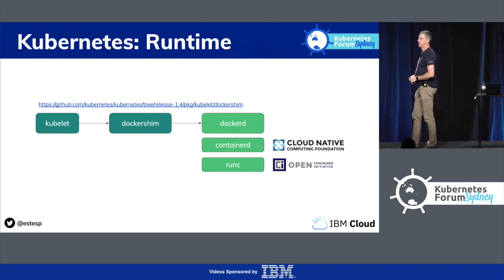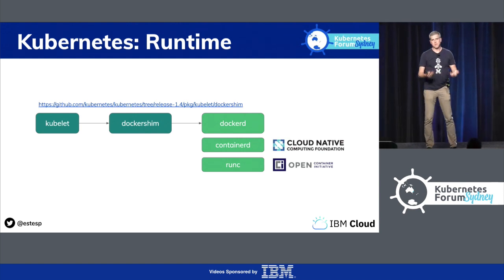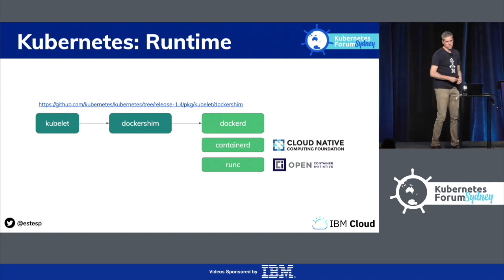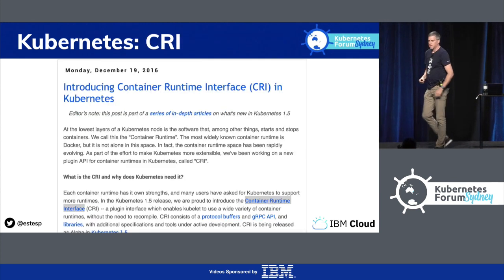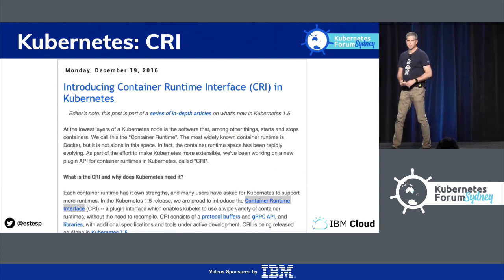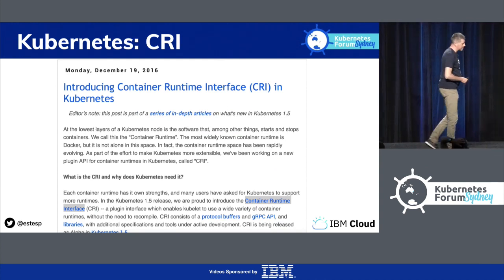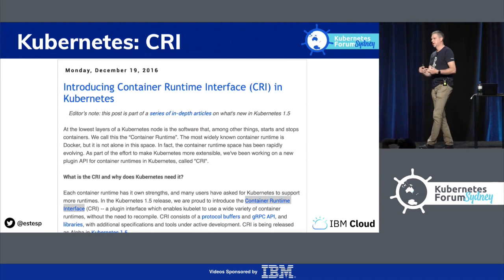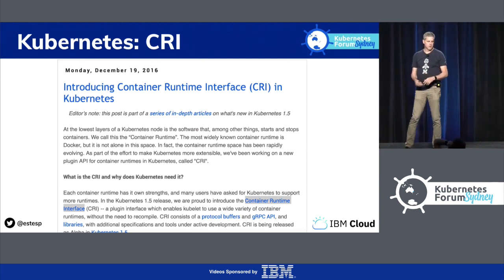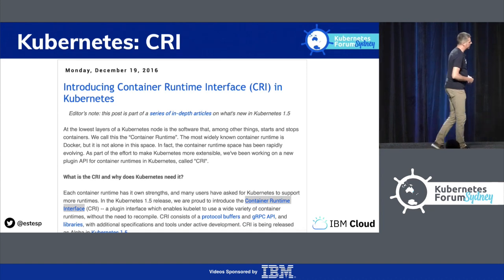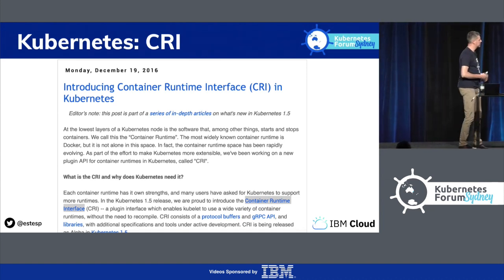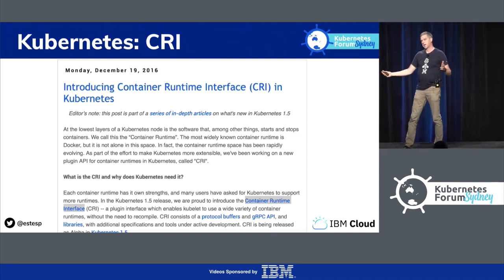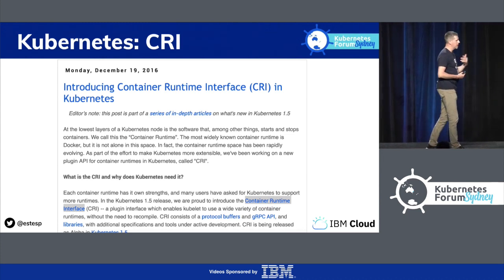And so again, this is where we were. As other runtimes appeared on the scene, there were variants of this, like Rktnetes, to use rkt as the runtime. But as more runtimes were on the horizon, it was clear that it wasn't going to be feasible to keep integrating code with the kubelet and container runtimes and having this mess of different code bases and trees for different runtimes. And so the CRI, the container runtime interface, was announced in late 2016 as a way to abstract out the idea of a container runtime and how it interfaces to Kubernetes.